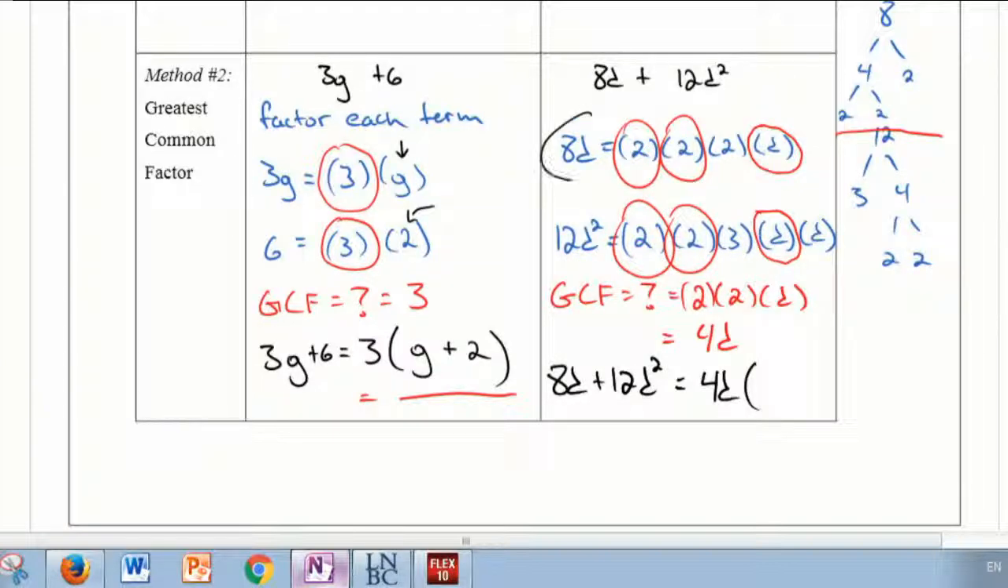In my first term here, this 8d, what did I leave after I pulled out a 4d? What was left? If I look at what was left, I see that I have this little 2 left. I didn't use the 2. So I'm going to rewrite the 2 down below in the first term, and then I had my second term. What didn't I use in my second term? I had this 3, and I have this d. So I'm going to write those down below as well. 3d.